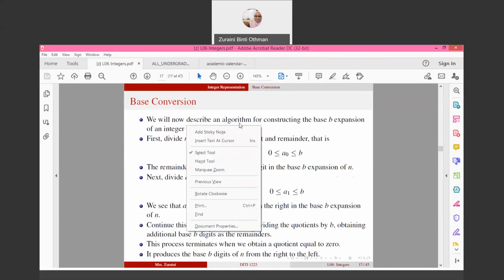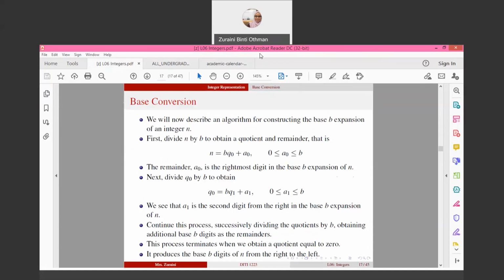We will now describe an algorithm for constructing the base b expansion of an integer. First, divide n by b to obtain a quotient and remainder. Okay, this is the quotient and we obtain the remainder. The remainder a0 is the rightmost digit in the base b expansion of n. Next, divide q0 by b to obtain a1, which must be between 0 and b. We see that a1 is the second digit from the right in the base b expansion of n.